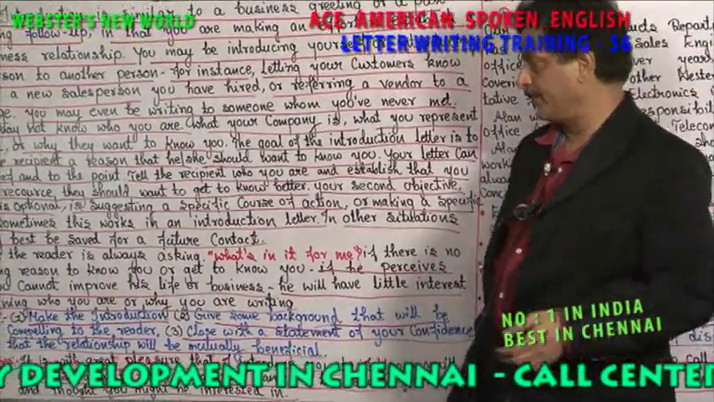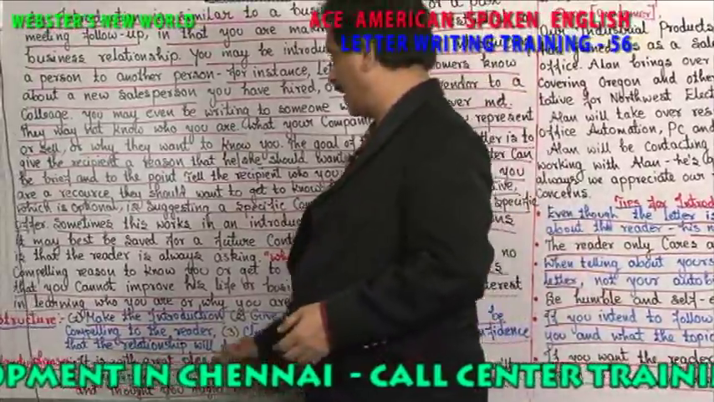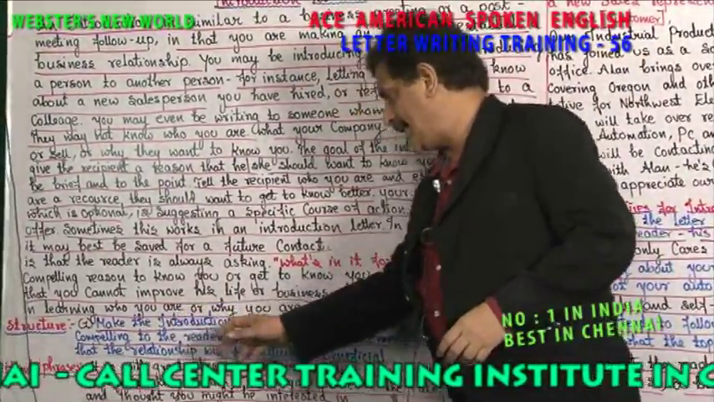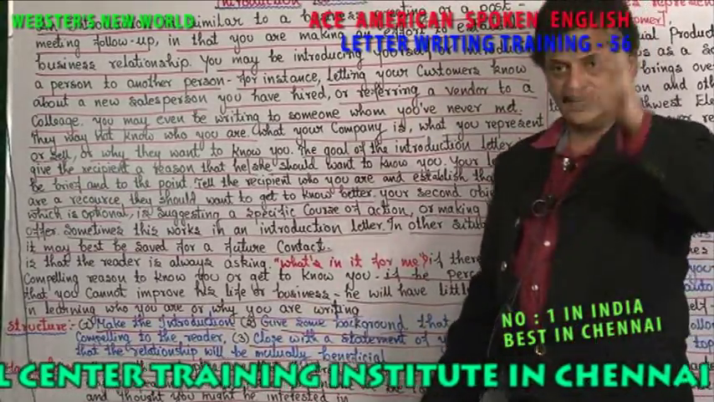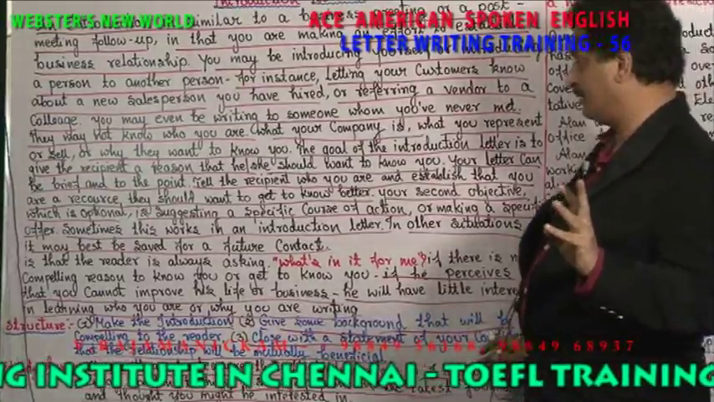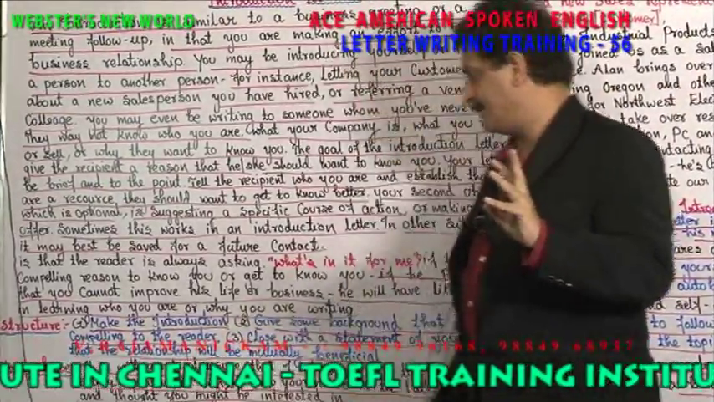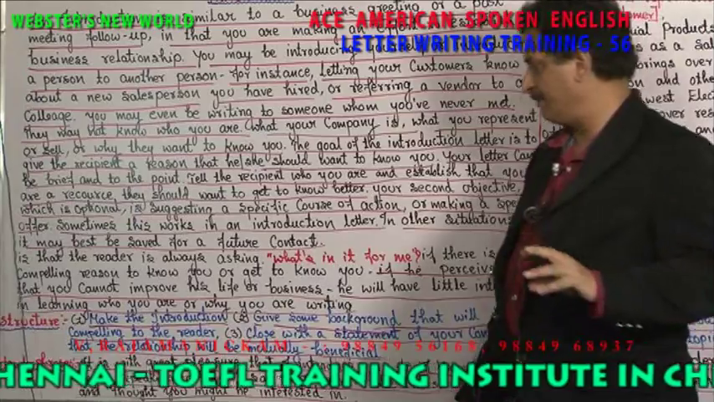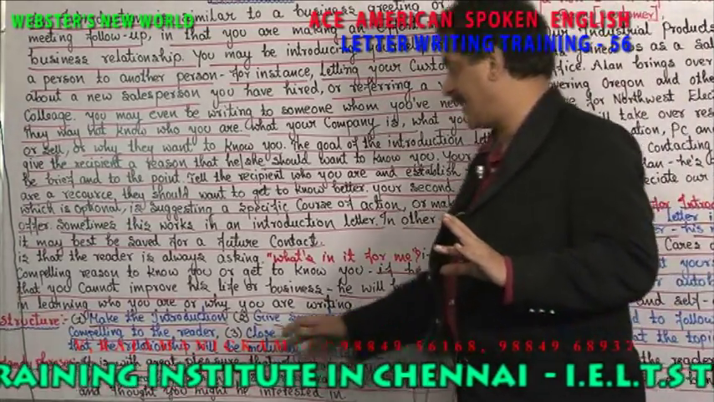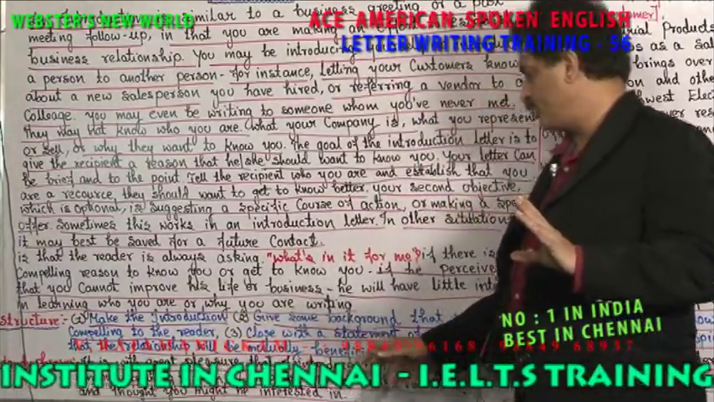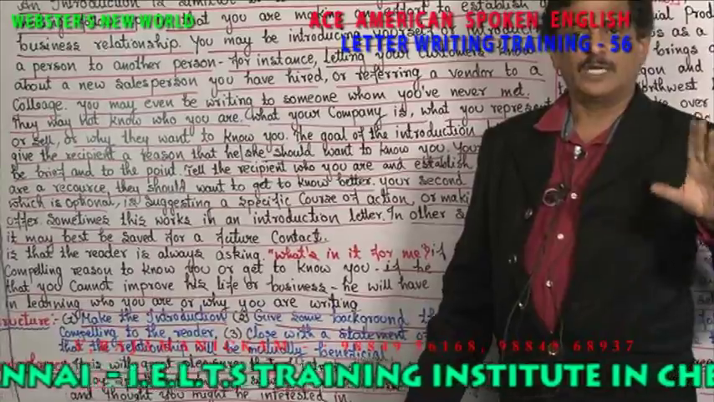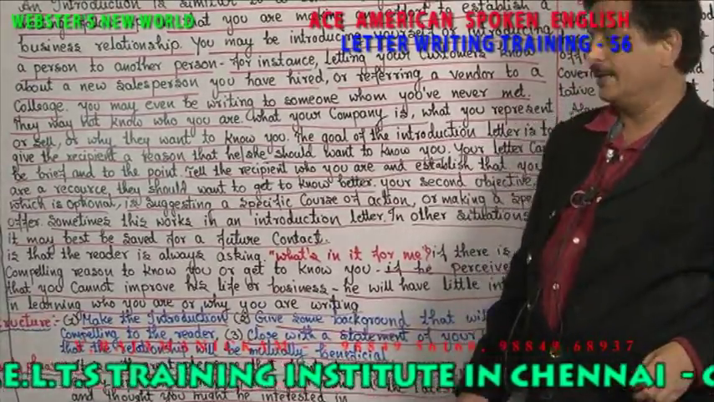So the structure of the introduction letter should be: number 1, make the introduction. Number 2, give some background that will be compelling to the reader, a background of yourself. Number 3, close with a statement of your confidence that the relationship will be mutually beneficial. You have to say that by introducing yourself, it will be useful for both of you.